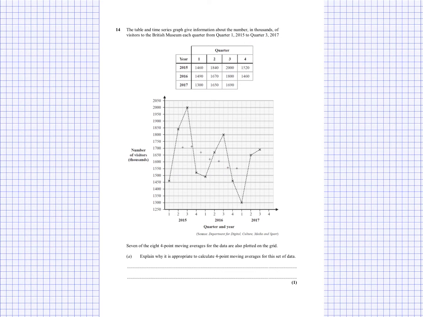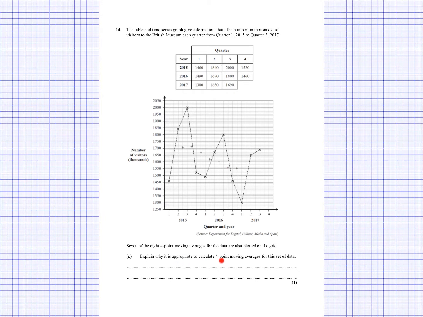Okay, so we've got 2015 here, we start quarter 1, and 2017 here, and we don't have the last one there. Okay, and this is our graph. It looks like some moving averages have been plotted here, and it says 7 of the 8 4-point moving averages for the data are plotted on the grid. Yeah, so that's what it says.